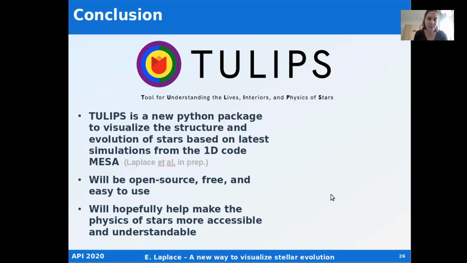So to conclude, I have introduced you to Tulips, the tool for understanding the lives, interiors, and physics of stars. Tulips is a new Python package to visualize the structure and evolution of stars, and is based on latest theoretical simulations from the 1D stellar evolution code MESA. It will be open source, free, hopefully easy to use, and I really hope it will help make the physics of stars more accessible and understandable. Thank you.